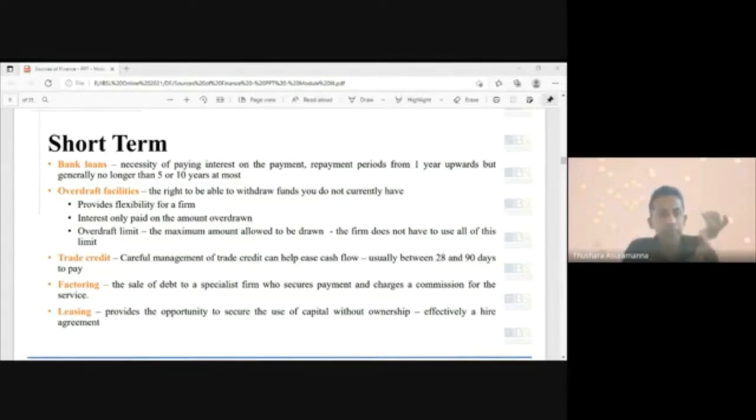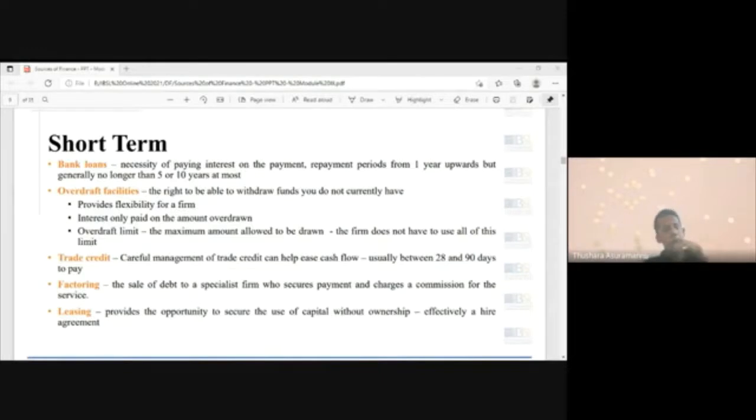Overdraft facility, trade credit, factoring, leasing. There are so many short-term financing methods available. Leasing is not exactly short-term, but it could be short to medium-term also. But the rest, if it is coming within a year period, mainly to finance the working capital requirement of a business, you can treat it as a short-term financing proposition.